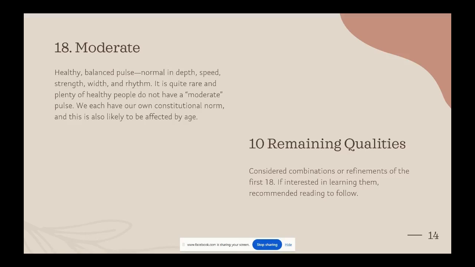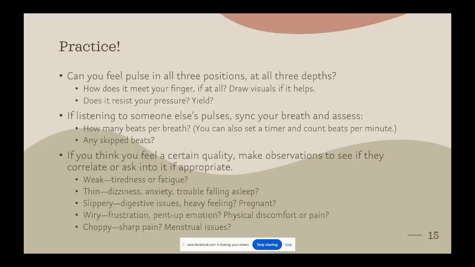So that's what I look for. Now there are 10 more qualities that we're not going to get into, because these are really getting into the nitty-gritty, and they're considered combinations or refinements of the other 18 qualities we just went over. But if you are interested in learning more about them, as I mentioned, the Web That Has No Weaver is a great resource, which I will share more details about at the end.